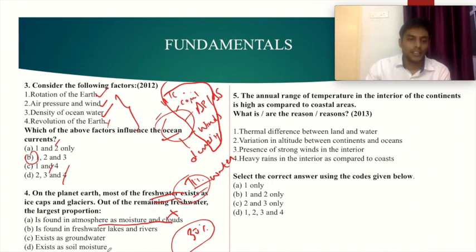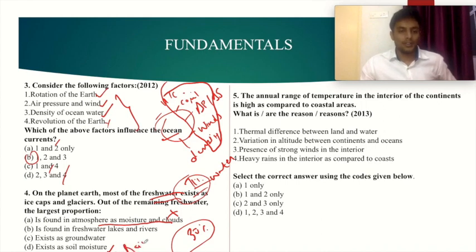And the last one, soil moisture. Soil moisture is in minuscule amount, because you all know soil moisture is sourced from rainwater itself, rain or other forms of condensation or precipitation for that matter. So it cannot be the answer. So fourth is gone, and atmosphere and moisture is also gone.